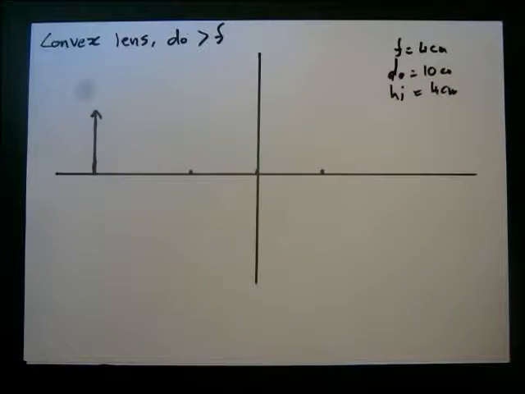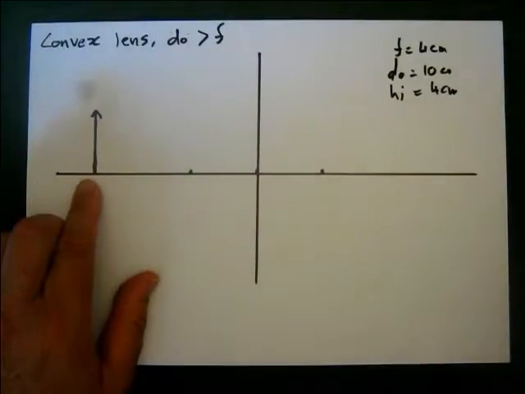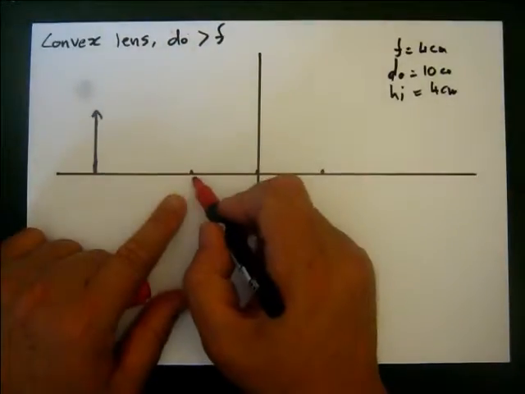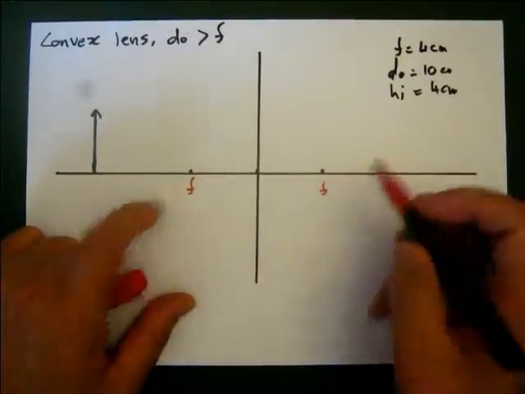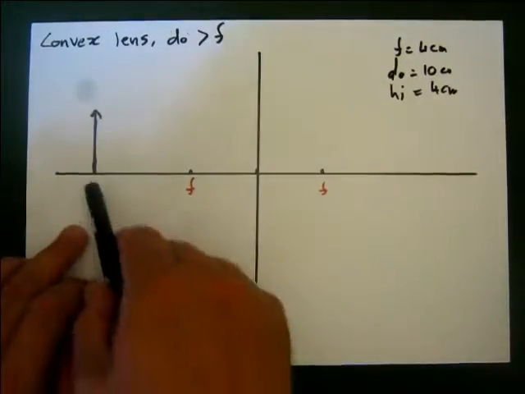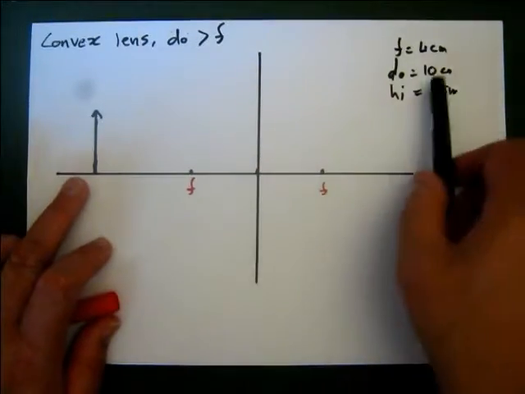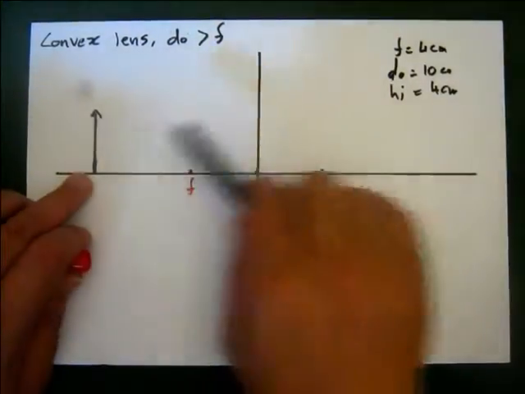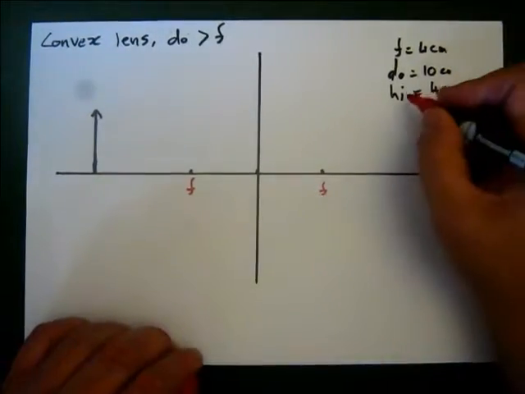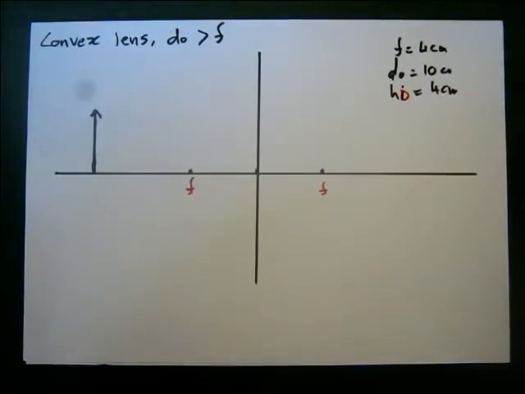The first example we're going to do is one where the object is further away from the lens than the focal length. The object is 10 centimeters away, the focal length is 4 centimeters, and we've made the object, HO, 4 centimeters high.